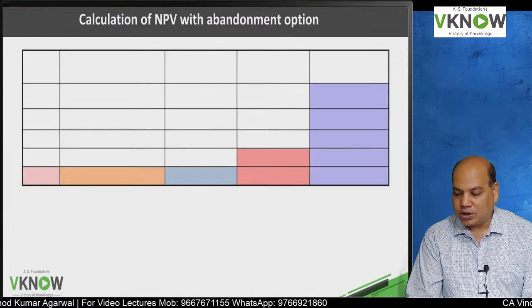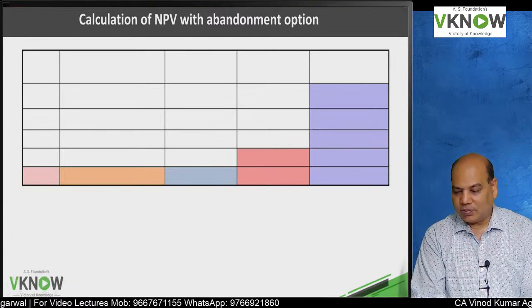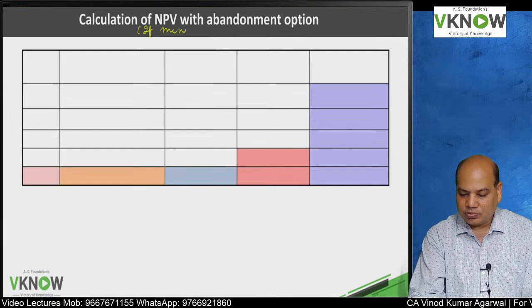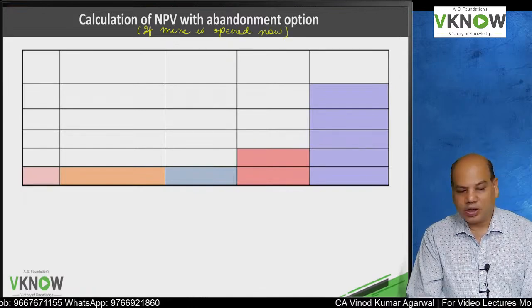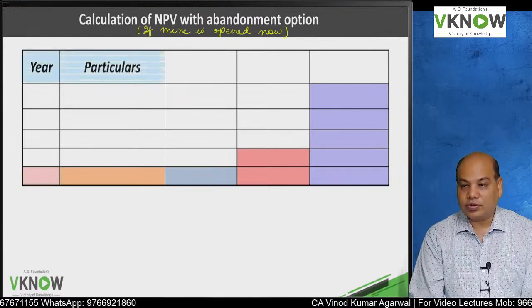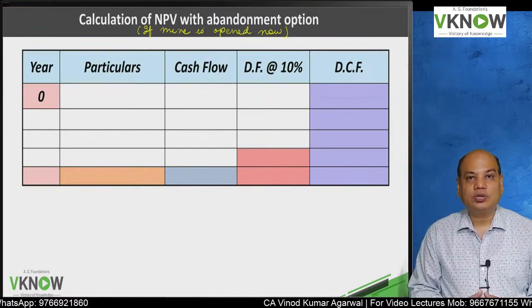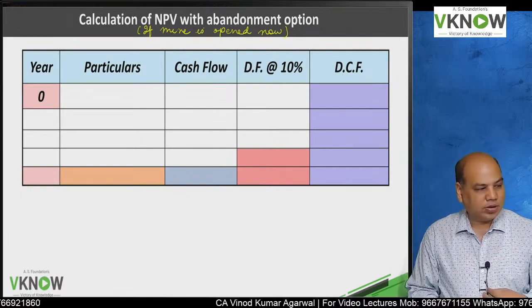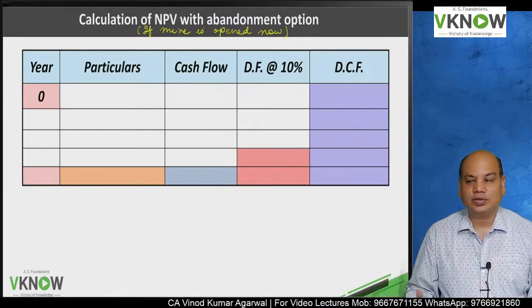Yes. Now write down next point, calculation of NPV with abandonment option, in bracket, if mine is opened now. If mine is opened now and you have an abandonment option, you would be able to increase your NPV by how much? Let us see. And I have asked that question to you, but very few students replied what would be the cash flow of the third year.